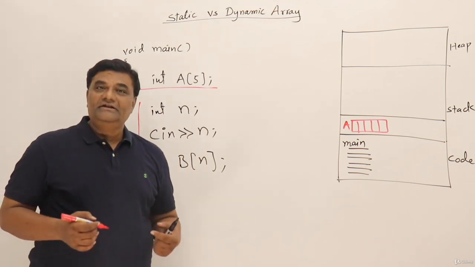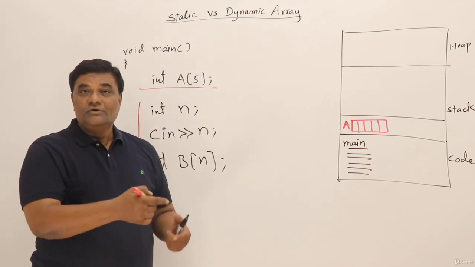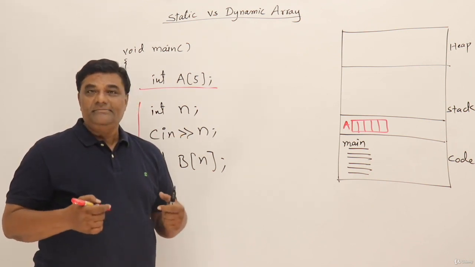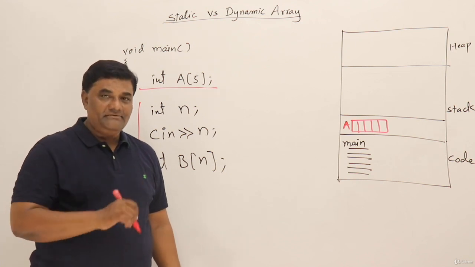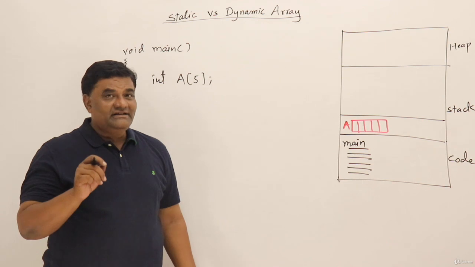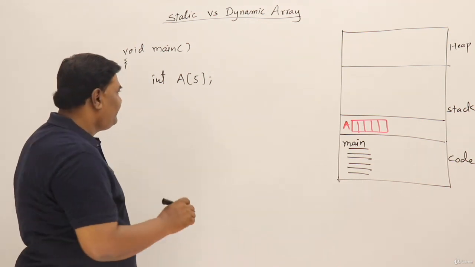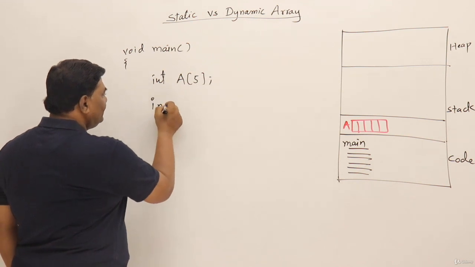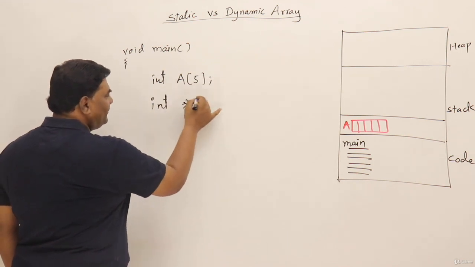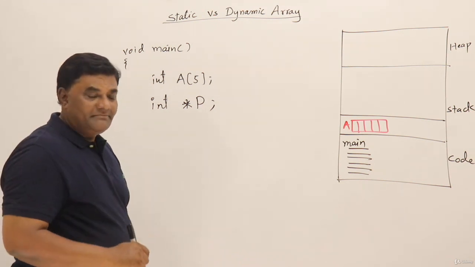Now next, we will learn how to create an array inside heap, whose size and type, everything is decided at runtime. Now one thing you remember, for accessing anything from heap, we must have a pointer. So first of all, I should declare a pointer. I will declare the name of the pointer as P. This is a pointer.